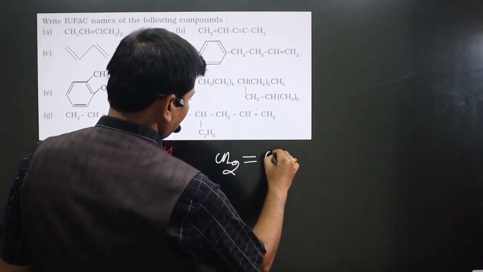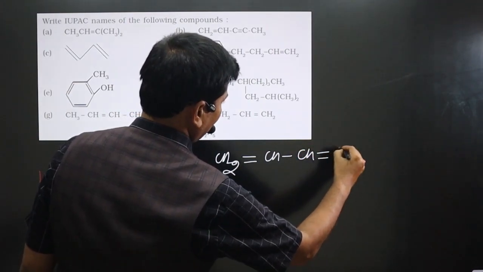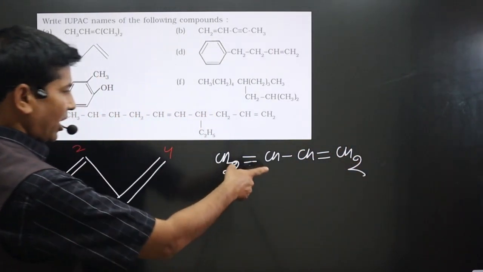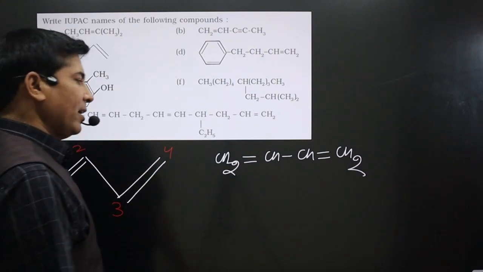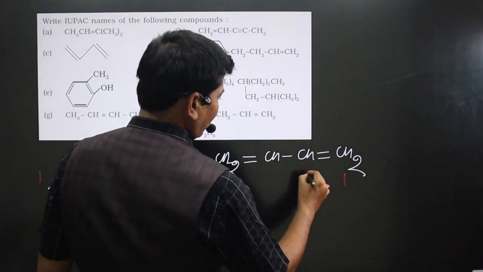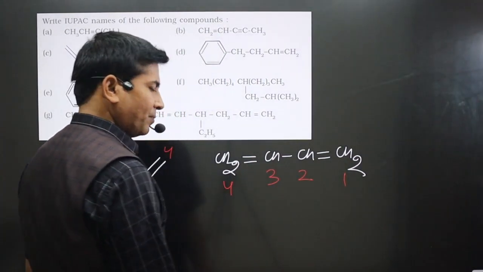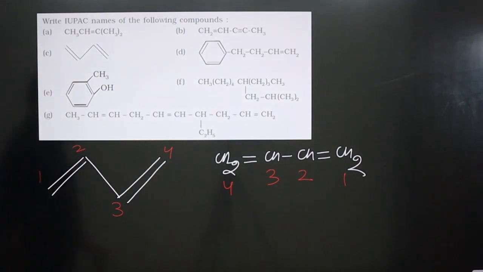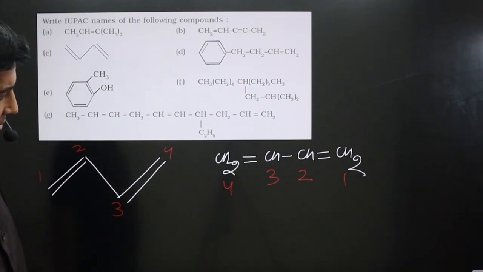CH2 double bond CH single bond CH double bond and CH2. This compound can be written in this format. Okay, numbering you can do from this also, 1, 2, 3 and 4. You will get the same compound, because it is symmetrical by nature. In the symmetrical we can do the numbering from either side.